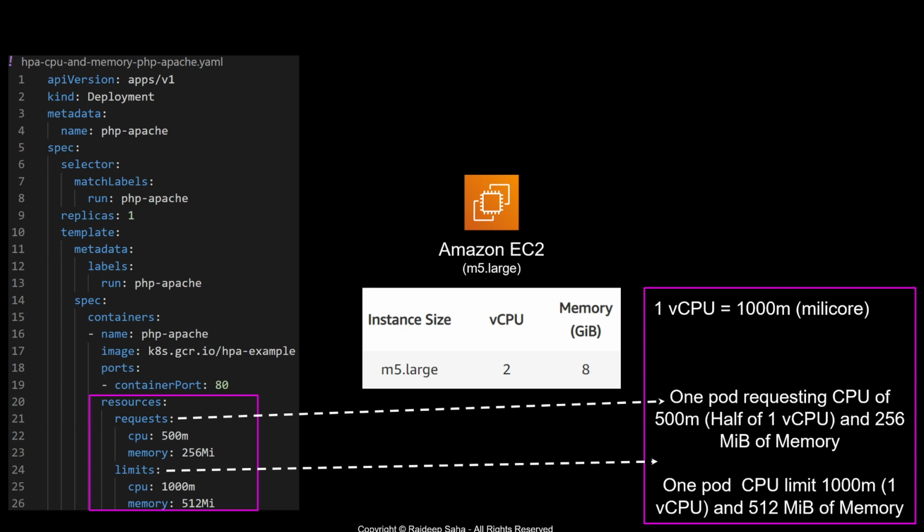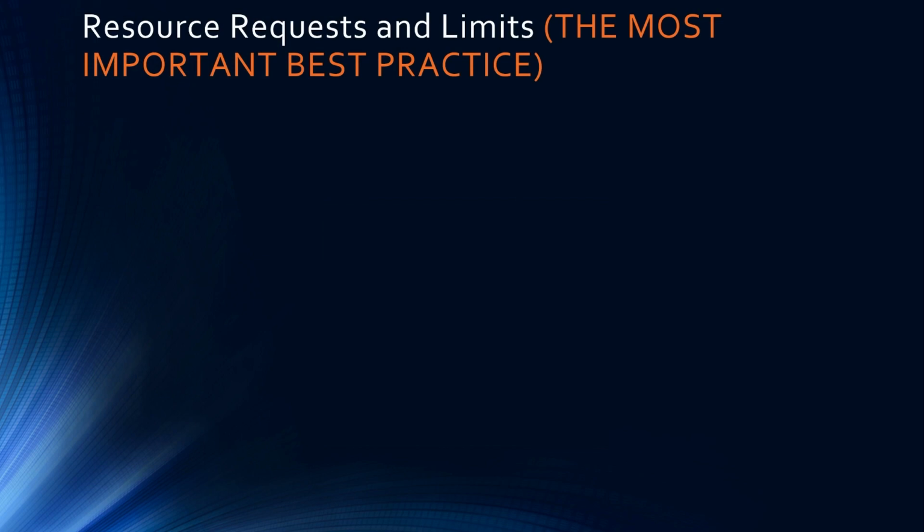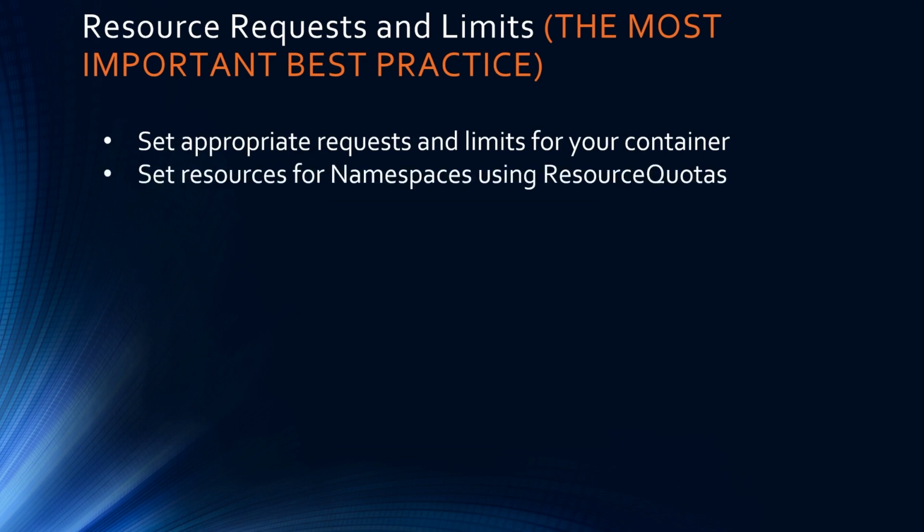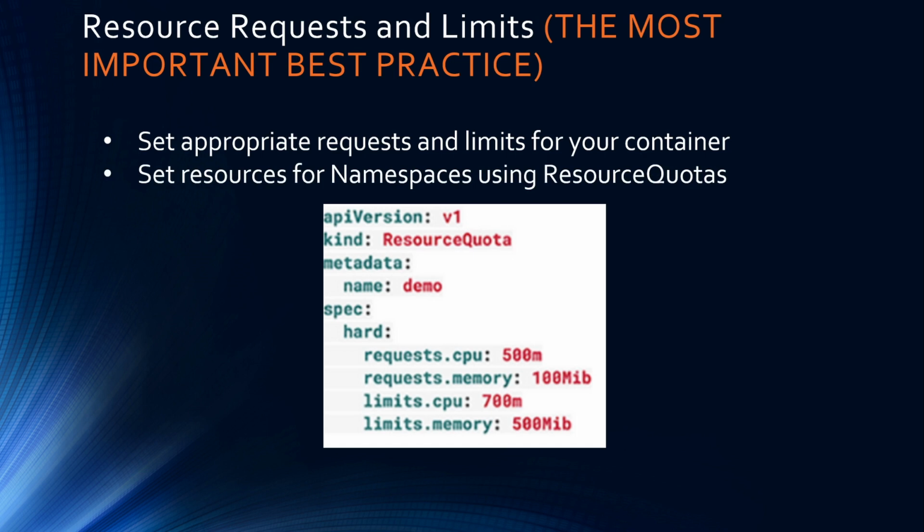Let's say this container is requesting CPU of 500 millicores and 256 megabytes of memory. So basically this is requesting half of one vCPU and 256 megabytes of memory. And the limits are one vCPU and 512 megabytes of memory. So this container cannot use more than these limits. Going back to the previous example, where you have an application running a badly optimized app, you can set resources for namespaces using resource quotas. For example, the kind is ResourceQuota, and you can see requests.cpu, requests.memory, limits.cpu and limits.memory restrict how much CPU and memory that namespace can use.